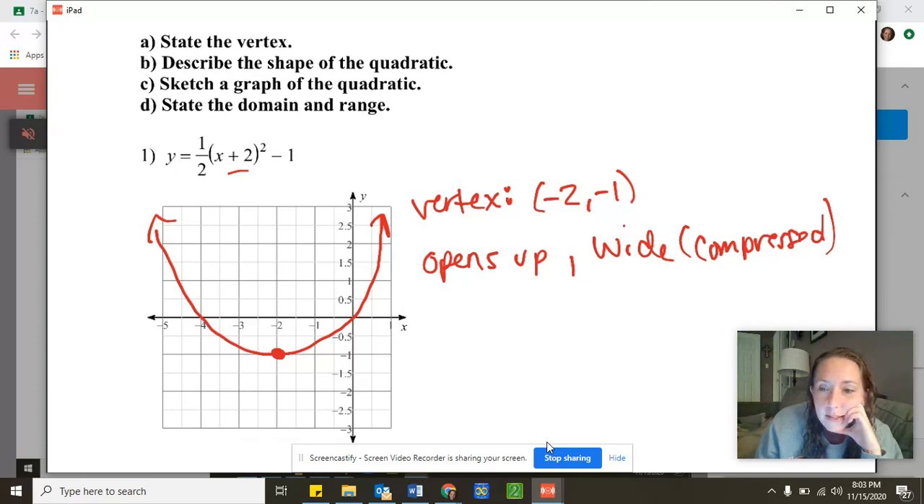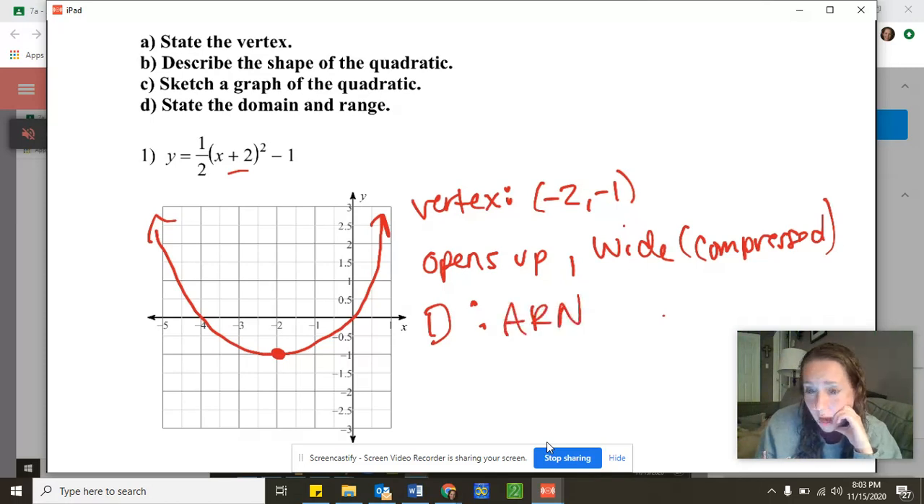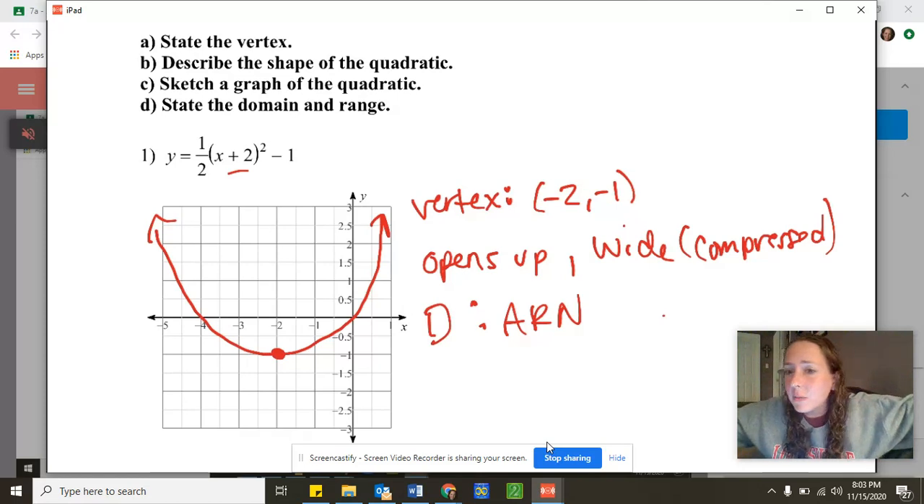Okay, and then it says state the domain and range. So domain, as hopefully everybody knows by now, for every quadratic ever, unless you are restricting it for some reason, it's always going to be all real numbers. Why, you may ask? Because it goes forever in both directions. So x can be any number ever.